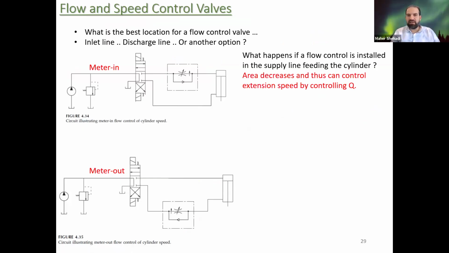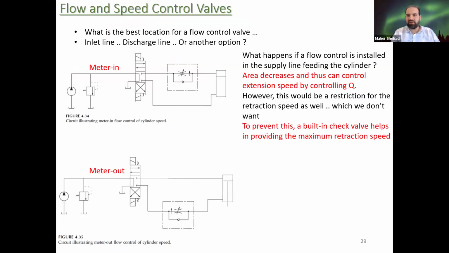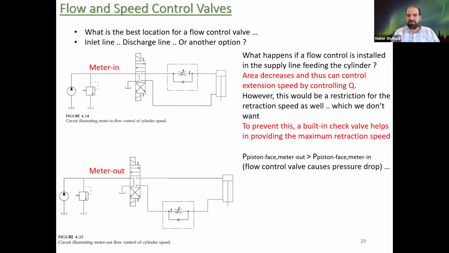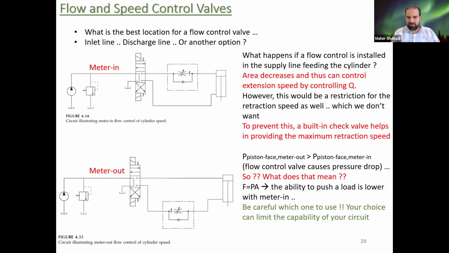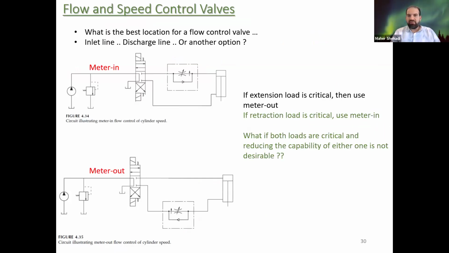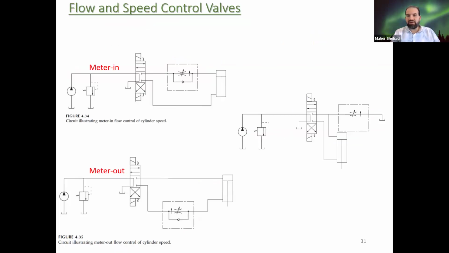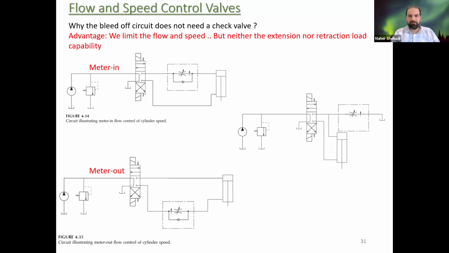Okay, the area is the same. I mean, the area of the piston, your control is restricting the flow. The piston area is greater, so that means the pushing during the extension would be limited. So if retraction is critical, then use meter in. If both are critical, then that's where we go for the bleed off. Okay.